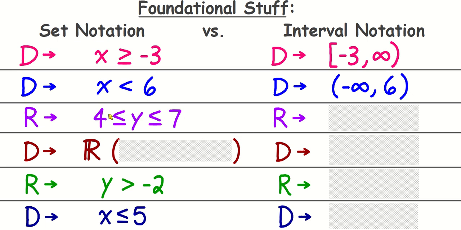Here again, this is technically a range, but it doesn't have to be a domain or a range, just some set of numbers. Remember, this means everything in between 4 and 7, including 4 and 7. So a bracket with the 4, a bracket with the 7. This in interval notation means everything in between 4 and 7, including 4 and including 7.